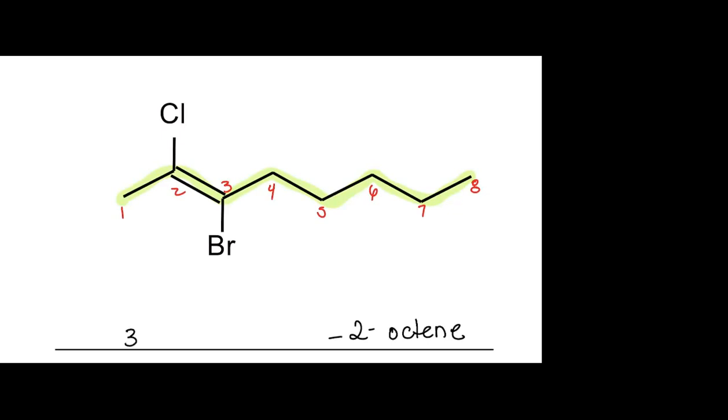This is 3-bromo, 2-chloro, 2-octene. Okay. We have to determine if this is cis or this is trans. Okay. By just looking at it, you can even tell if you have halogens, okay? Because halogens have a higher atomic number than carbons. It's really easy to tell. So is this cis or trans?